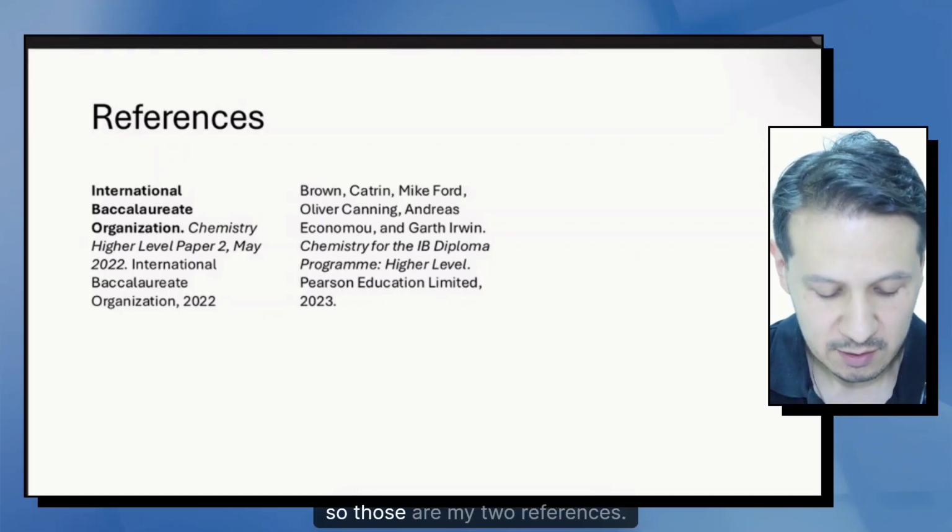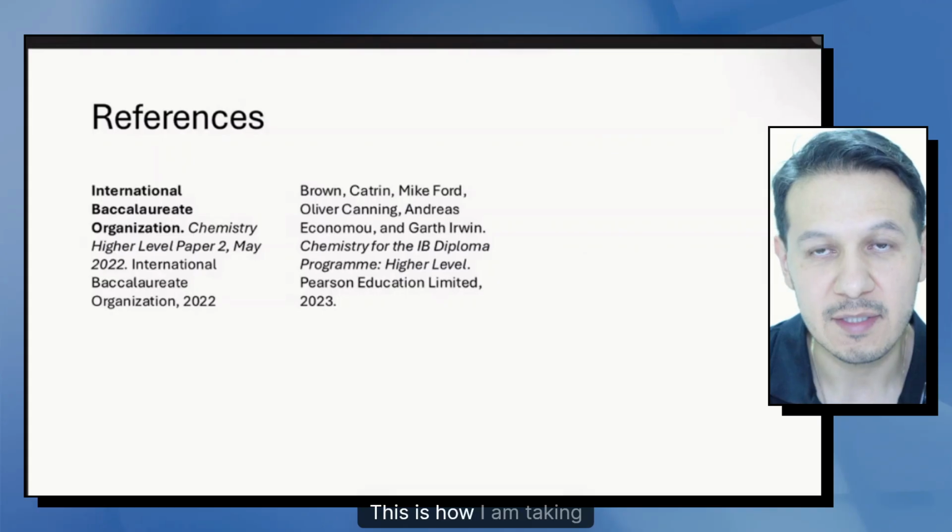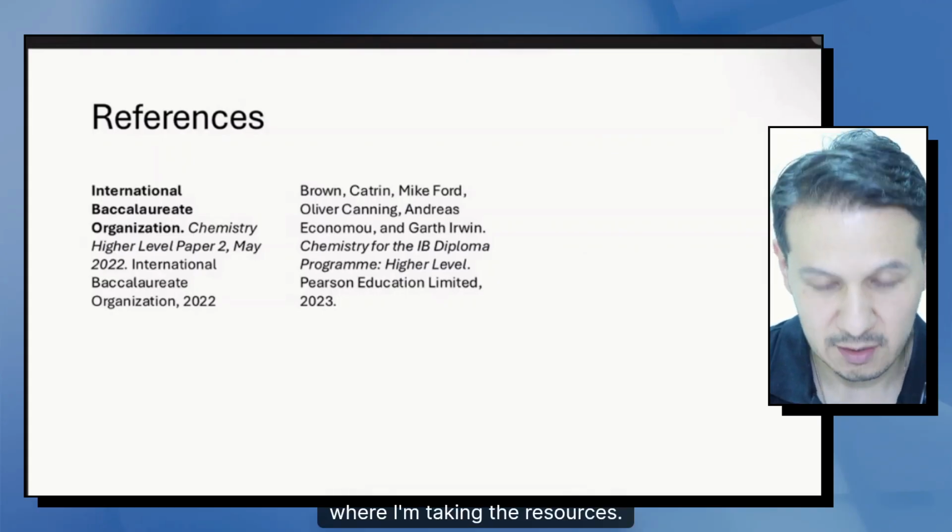The IB for the cell and for the shell. Okay, so those are my two references. This is where I'm taking the resources.